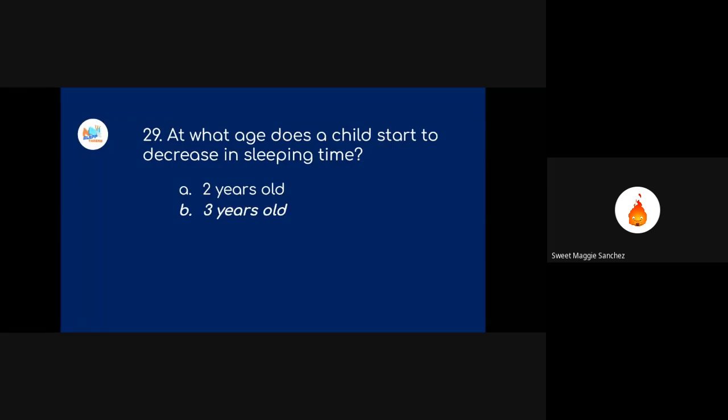Okay. Question 29. At what age does a child start to decrease in sleeping time? So, the correct age is 3 years old. So, if yung bata, no, before nagsisleep siya ng mga 12 hours, 10 hours, so notice mo na pababa at pababa na yung sleeping period nila, it's still healthy, no? Healthy pa din siya. Yes.